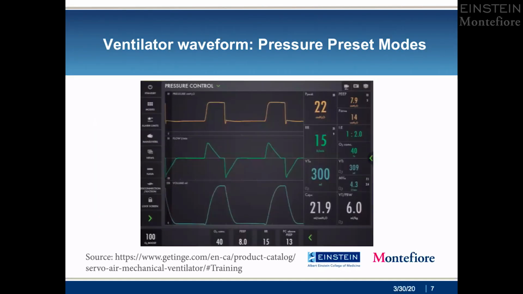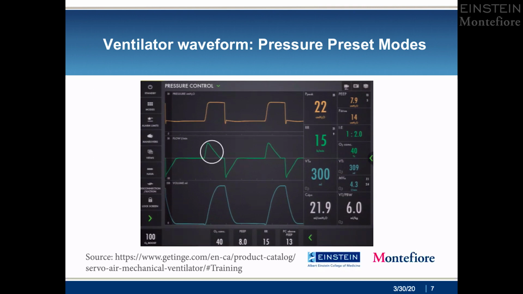Let's talk about some waveforms. These are the ones seen in pressure preset modes. X-axis shows time. The orange waveform shows pressure. The green waveform shows flow, and blue waveform shows volume, mainly on the y-axis. The baseline for the pressure waveform is a measure of the set PEEP. During inspiration, the pressure is kept constant at the set inspiratory pressure.